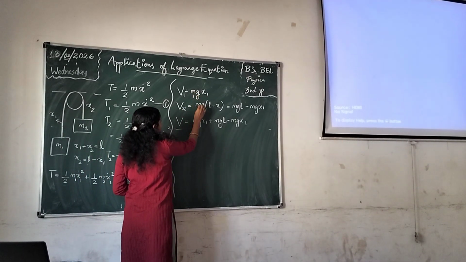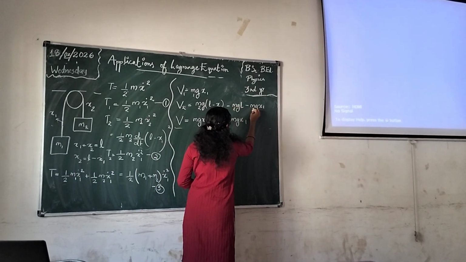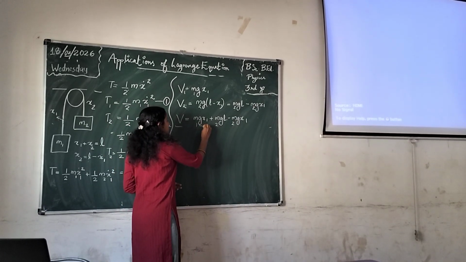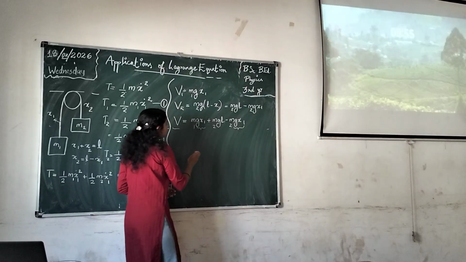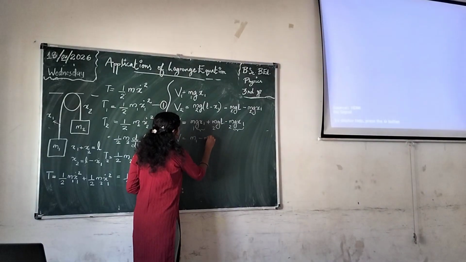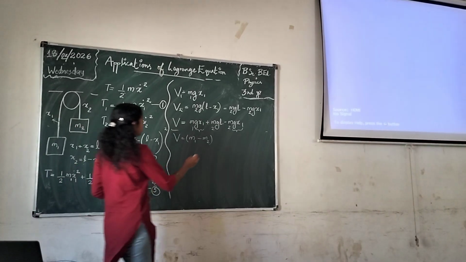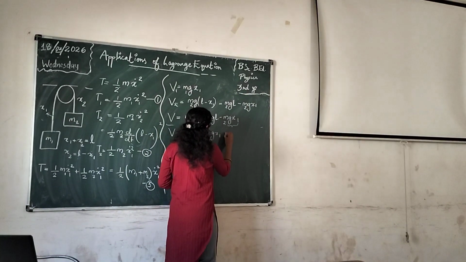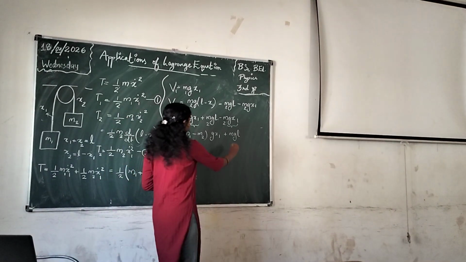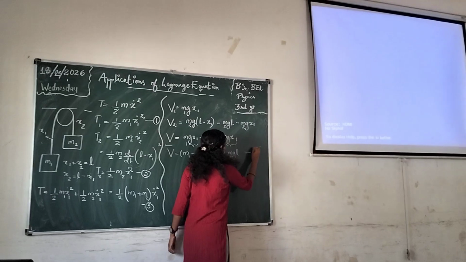This is m1, this is m2. If I am making any careless mistakes, please do inform. Here we can see that g x1 is common, so I am taking it together. So V will be equal to (m1 minus m2) g x1 plus m2 gL. So this is our fourth equation, that is our V.